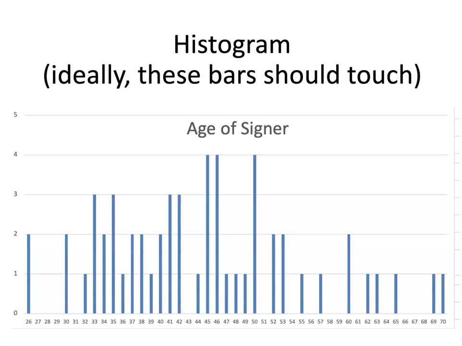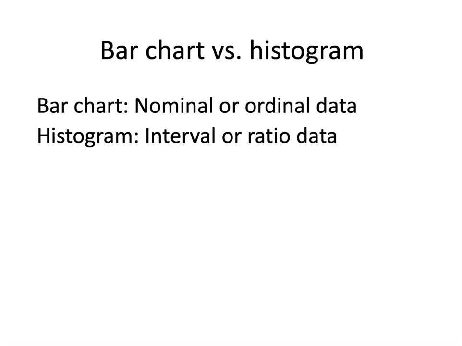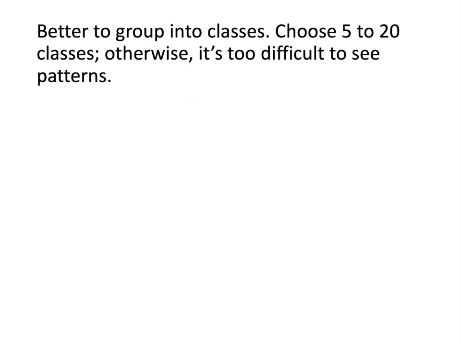Now, if this is a histogram, ideally these bars should touch. They don't. So sometimes Excel doesn't cooperate as much as we'd like. I've called this a histogram. Earlier we dealt with something similar that was a bar chart. Bar charts are for nominal or ordinal data, and histograms are for interval or ratio data. We're looking at ages, that's ratio data, so this is a histogram. To be honest, I wish we didn't have 2 different terms. I wish we just called it one term, but it is what it is.